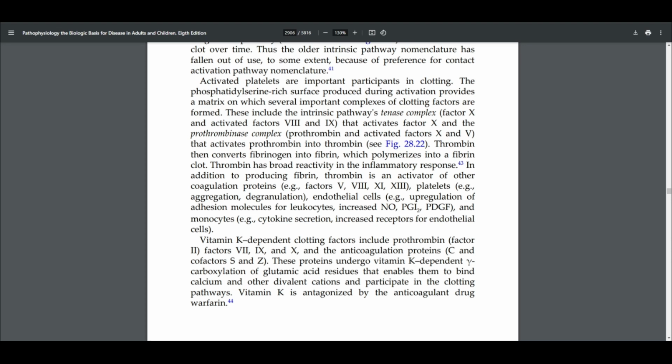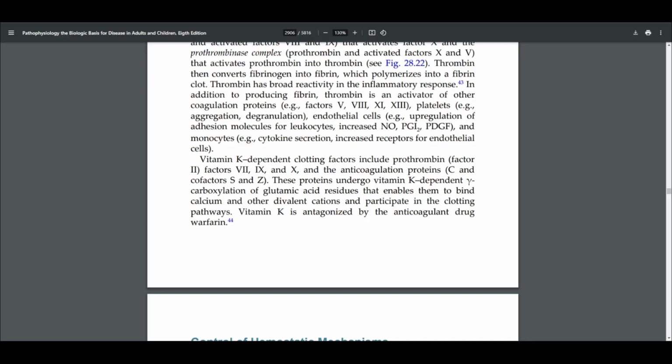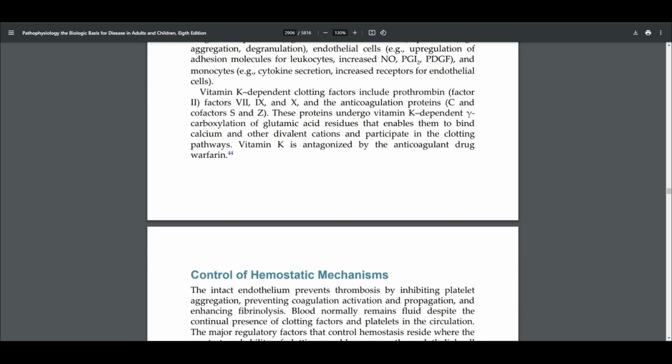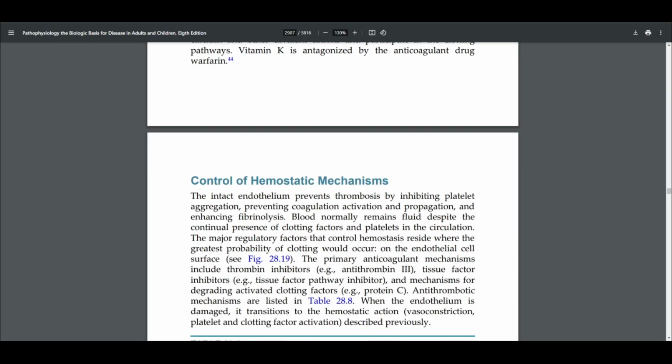Thrombin has broad reactivity in the inflammatory response. In addition to the production of fibrin, thrombin is an activator of the coagulation proteins, platelets, endothelial cells, and monocytes. Vitamin K-dependent clotting factors include prothrombin, factors 7, 9, and 10, and the anticoagulation proteins. These proteins undergo vitamin K-dependent gamma carboxylation of glutamic acid residues that enables them to bind calcium and other divalent cations and participate in the clotting pathways. Vitamin K is antagonized by the anticoagulant drug warfarin.